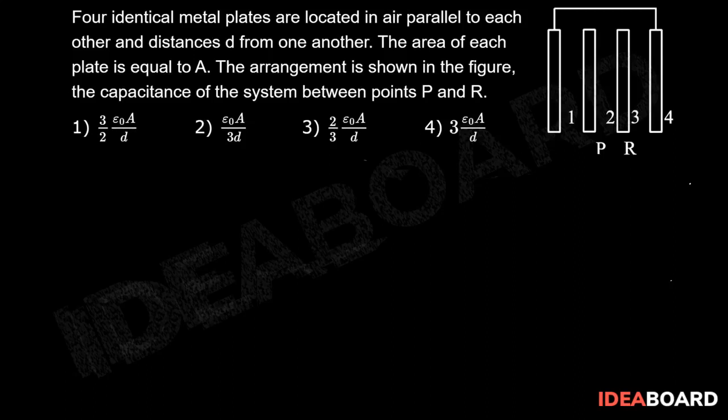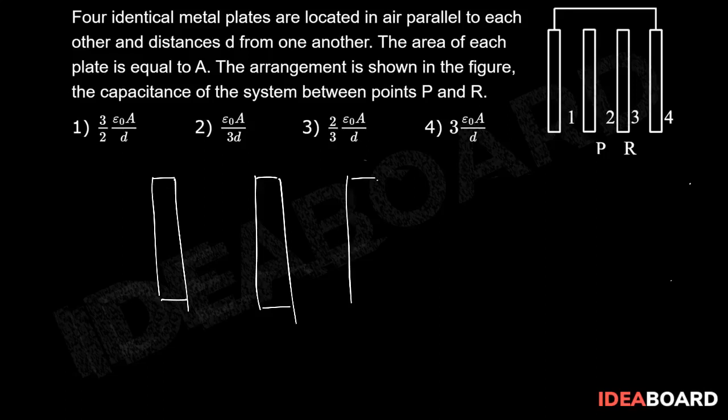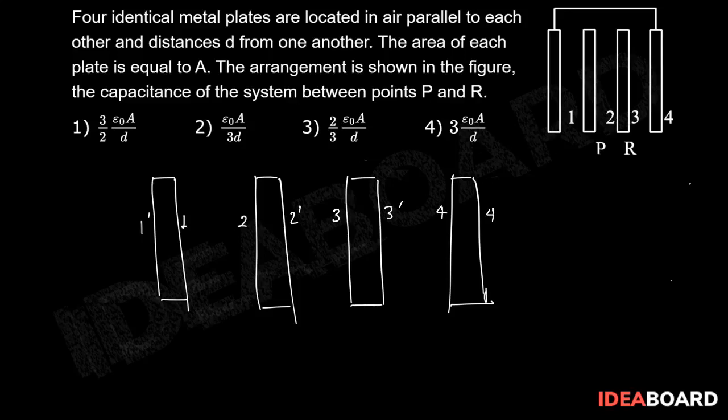So let me draw the diagram again. So this is our first plate, this is our second plate, this is our third plate, and this is our fourth plate. Now let's do the naming. Let's say this plate face is 1, this will be 1 dash, this is 2, so this will be 2 dash, this will be 3, so this will be 3 dash, and say this is 4 and this will be 4 dash.